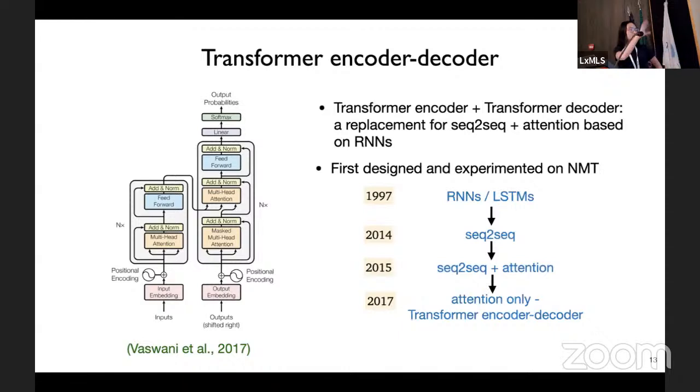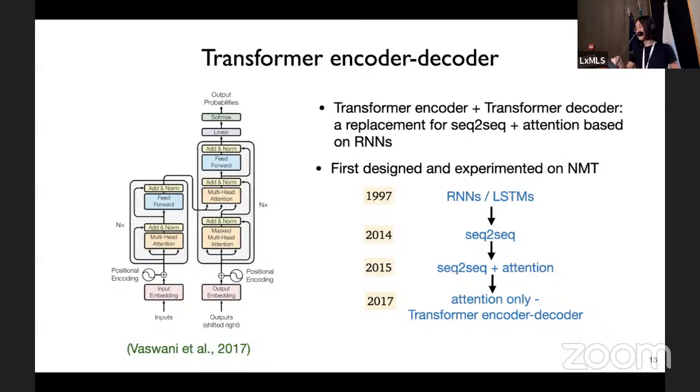So just to give you an idea of how the ideas really evolved over the years. The idea of RNNs has been around for many, many decades. The LSTM was invented in 1997. And then in 2014, the sequence-to-sequence model came out. And in 2015, the paper I just mentioned, people started to add attention on top of the sequence-to-sequence model.